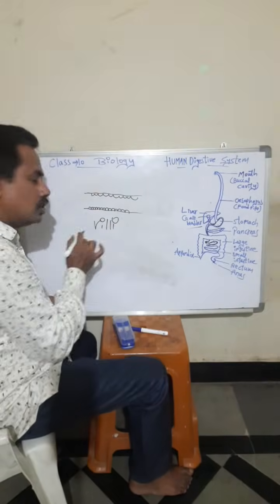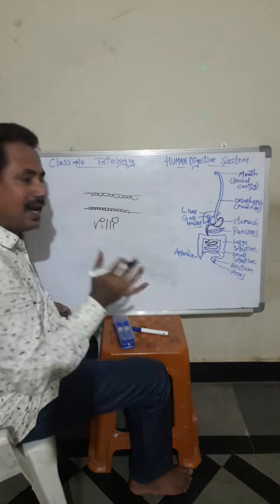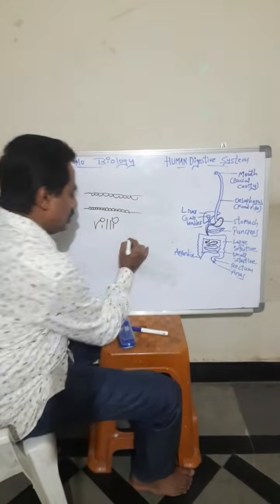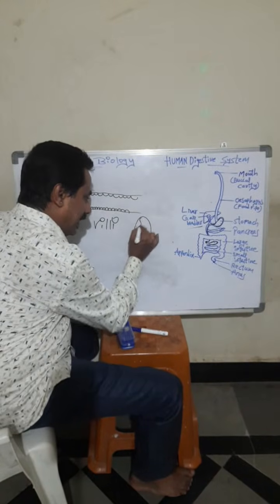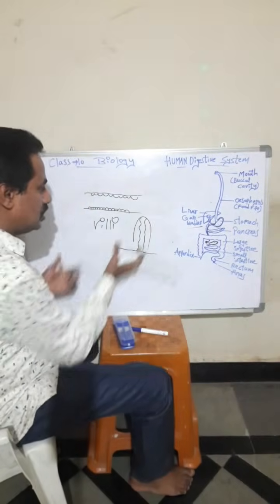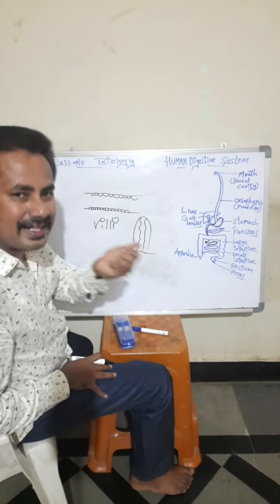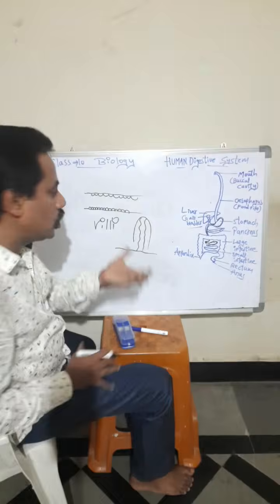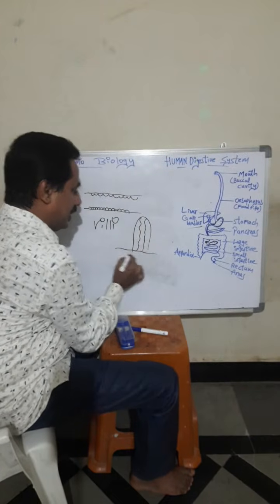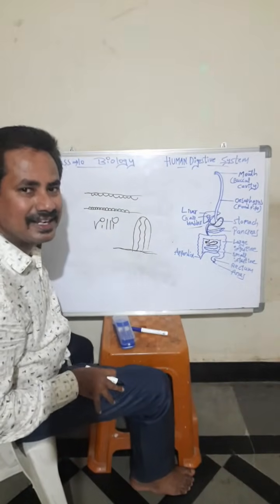What are villi? Very small finger-like projections which are present in the small intestine. They are called villi. Villi contain blood vessels. These amino acids, fatty acids and glycerol, glucose will be absorbed and sent into the blood. The blood will go and give the food to each and every cell.